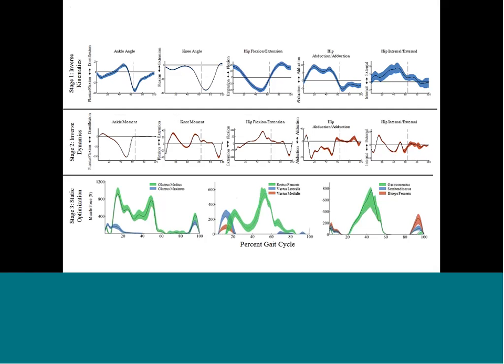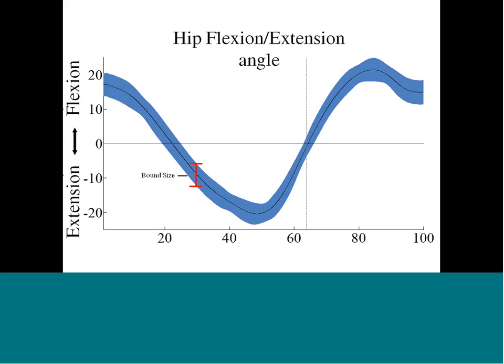So here's a look at some of what the results look like when we're looking at the degrees of freedom of the lower extremity for each of the stages: inverse kinematics, inverse dynamics, and static optimization. This would be an example for the hip flexion extension angle, and that bound size is what we're showing in that blue region between the 5 and 95% confidence bound. And you can see that for kinematics, that bound size remains relatively consistent throughout the gait cycle.